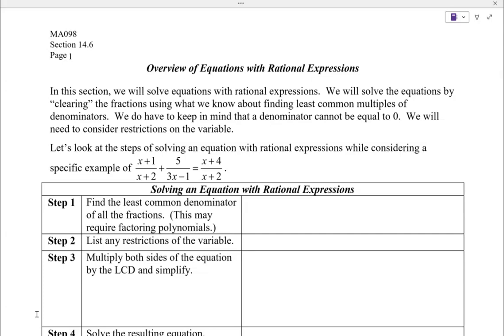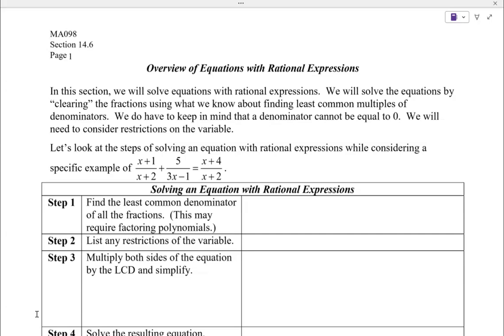All right, so let's go ahead and get started on our last new section. This is section 14.6, which talks about solving equations that have rational expressions in them. So rather than going through some long-winded explanation of what we need to do, let's just go through the different steps that might be involved in solving these particular types of equations. This first one on this note sheet has the equation x plus 1 over x plus 2, plus 5 over 3x minus 1, equals x plus 4 over x plus 2.